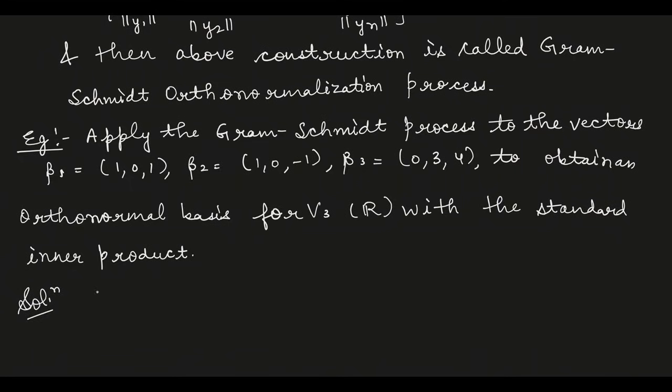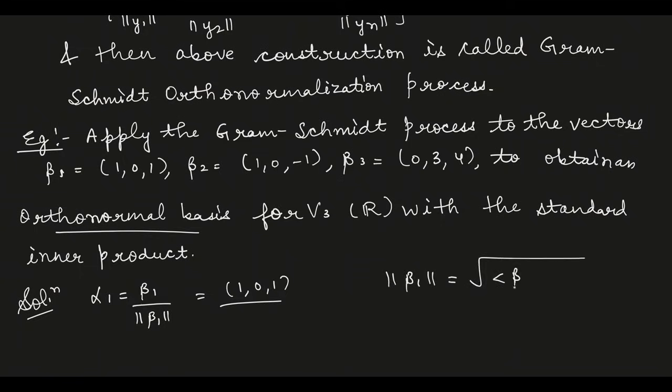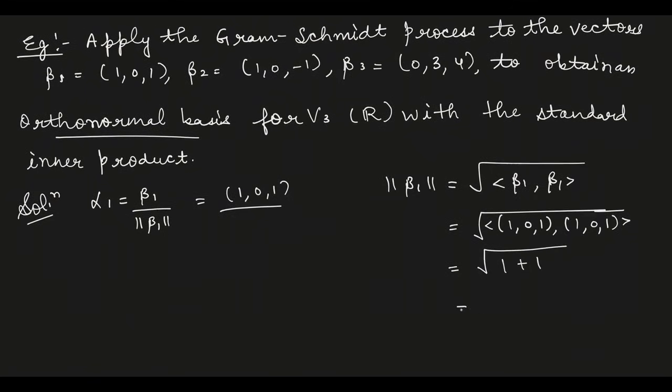So firstly, alpha 1 will be equal to beta 1, but then it will be only orthogonal, right? But I want an orthonormal basis, so I will divide it by its norm. What will be the norm of beta 1? Norm of beta 1 will be the square root of inner product of beta 1 with beta 1, for 101. So this will be under root 1 plus 1, root 2.